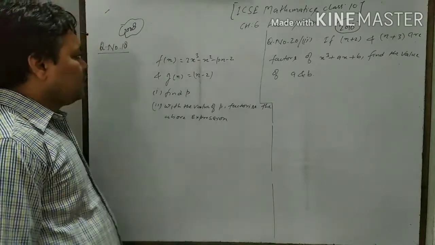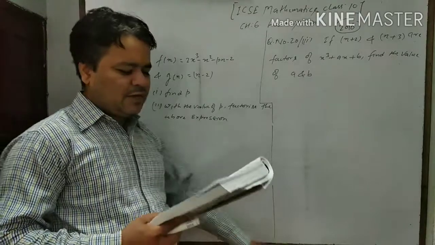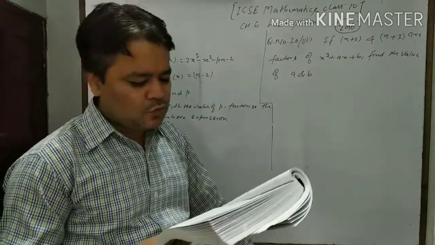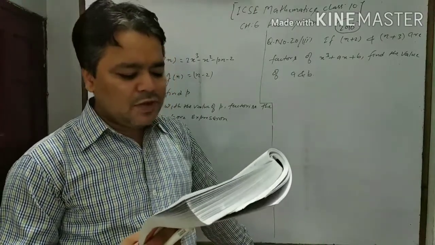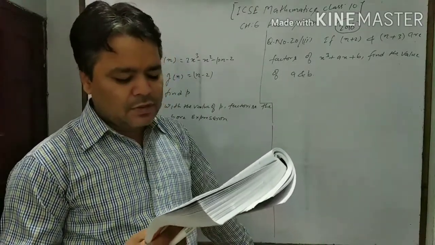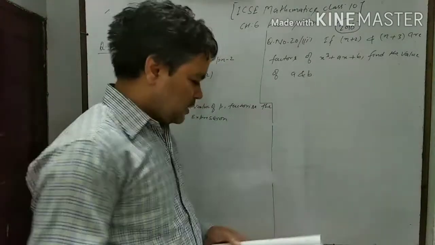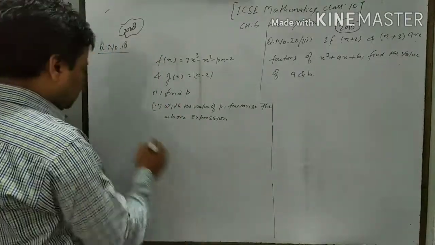Okay, means if x minus 2 is a factor of 2x cube minus x square minus px minus 2, then first of all we should find the value of p, and with this value of p factorize the above expression completely. Okay, let us see how we find the value of p. Solution.